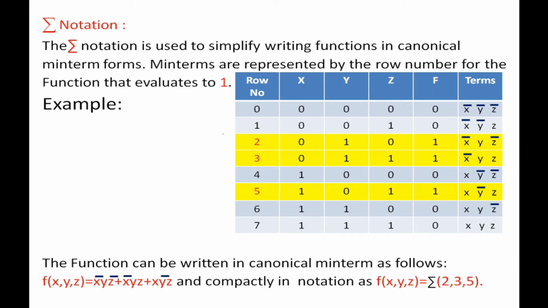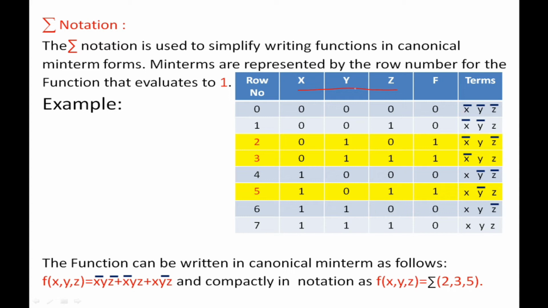So in this example, if you see, we have given a row number to each row in this particular truth table. We have a Boolean function for 3 variables x, y and z, and the function f evaluates to either 0 or 1, and the terms represent the values of the variables x, y and z. So the first row, row 0, represents 0 0 0, that is x is 0, y is 0 and z is 0, and the function is also evaluating to 0.